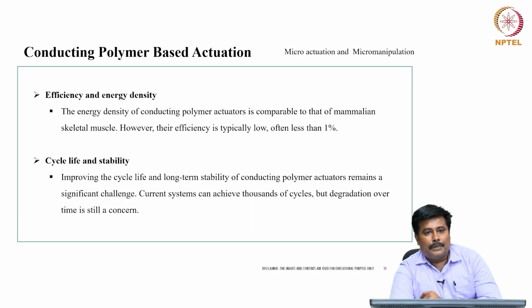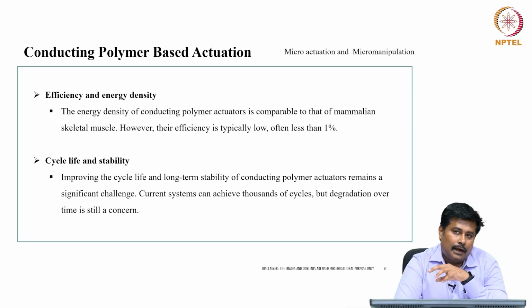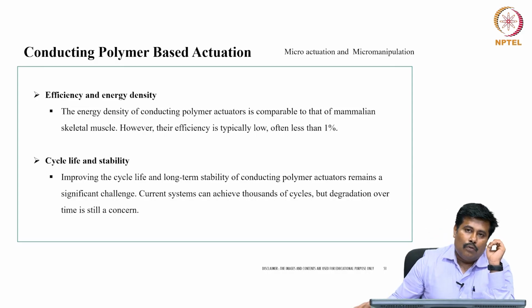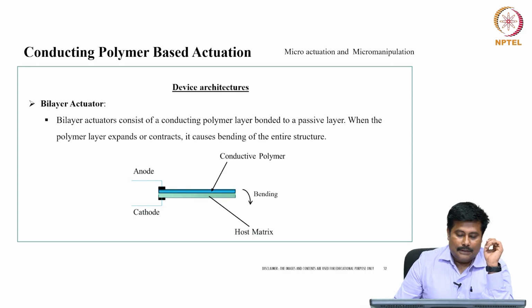Next important aspect with reference to usage of conducting polymer for micro robotic application is the cycle life and stability. So, improving the cycle life and long-term stability of a conducting polymer actuator remains a significant challenge. Current systems can achieve close to thousands of cycles, but degradation over time is still a concern.